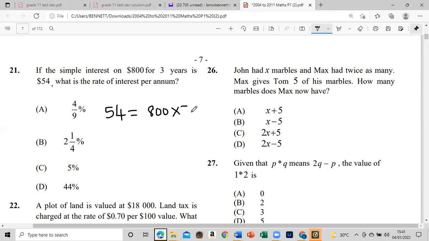Take 2 years, but we don't know the time, right? And then put that over 100. All right, so we have a transpose now. We have 2 over 800, the 3 and the 100. So we have to take the inverse though. So the inverse, I multiply. And then now, take 2 years. But if I multiply, then it's going to become this way. And then we can work it out.